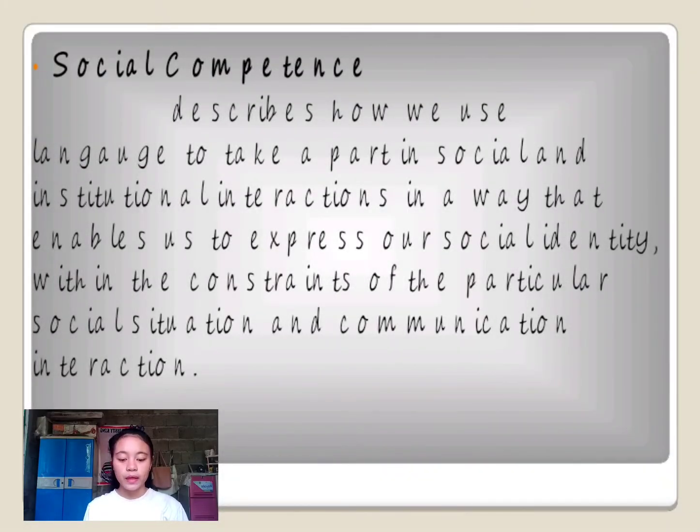Social competence describes how we use language to take part in social and institutional interactions in a way that enables us to express our social identity within the constraints of the particular social situation and communicative interaction. In this, social competence consists of social, emotional, cognitive, and behavioral skills needed for successful social adaptation. Social competence also reflects having an ability to take another's perspective concerning a situation, learn from past experiences, and apply that learning to the changes in social interactions.